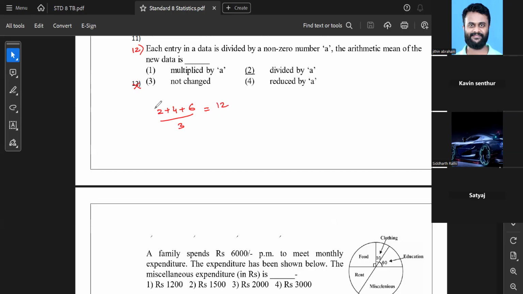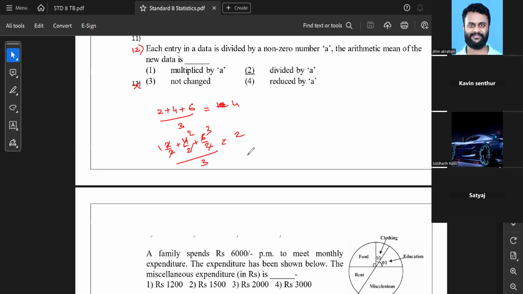Now, what I'm going to do is divide each and every term by 2. It'll be 2 by 2 plus 4 by 2 and then 6 by 2, and then divide by 3. So when I find the mean, I'll get the answer to be 2 only. If you observe, this is 1, this is 2, and this is 3. Your mean will be 2. So when I divided each and every term by 2, the overall answer also got divided by 2.